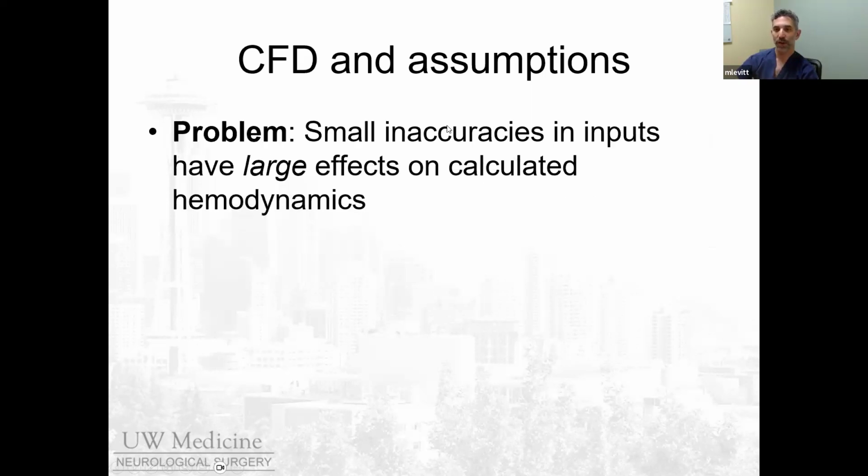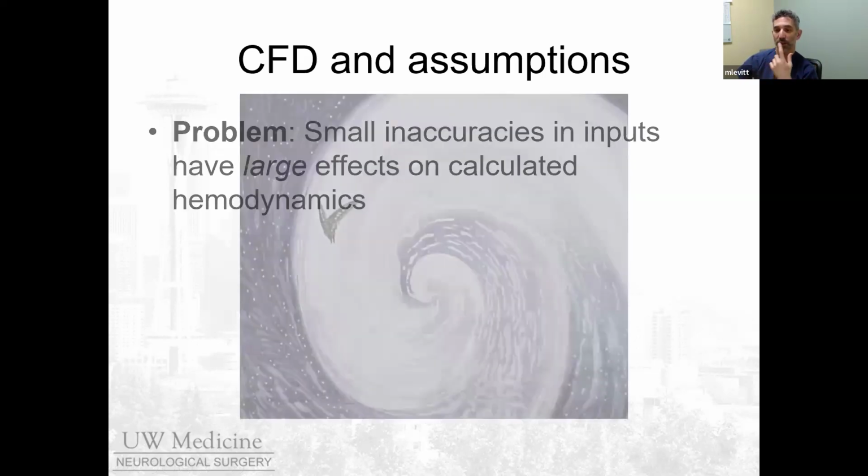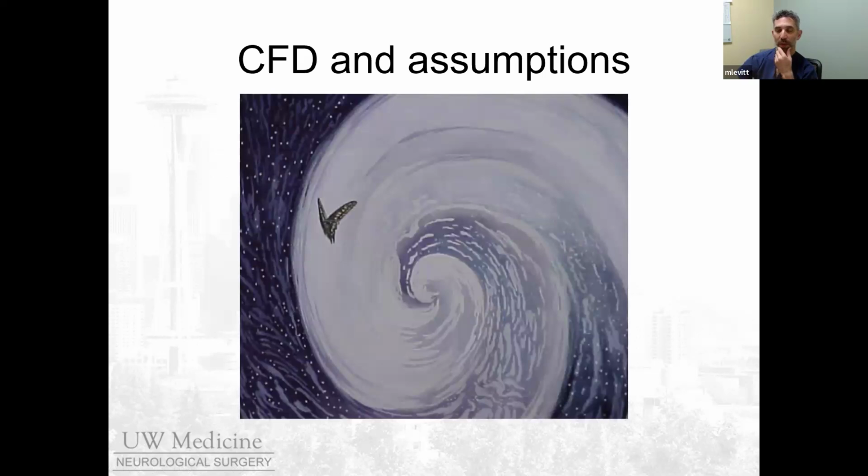So the problem here is that small inaccuracies in inputs have a very large effect on the calculations of hemodynamics, because the equations that we use to calculate wall shear stress often have an exponential component to them. And so if you make a little problem at the beginning by assuming that the blood flow is 10 instead of 20, that can have a very large effect on the calculations. It's sort of like a butterfly effect.